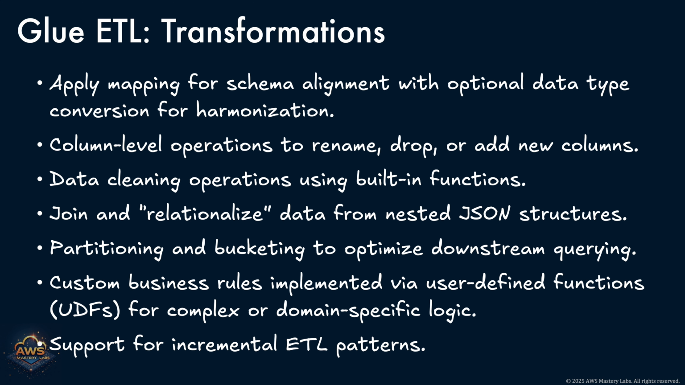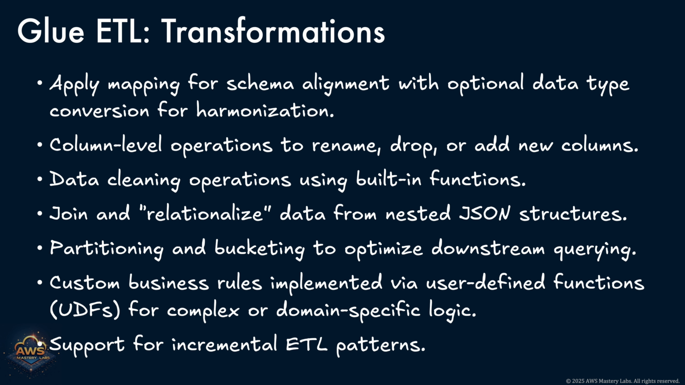Beyond cleaning, Glue supports column-level operations. You can rename columns, drop unneeded ones, or add computed fields using inline logic in Python or Scala. This gives you the flexibility to transform your data into exactly the structure you need downstream. For relational operations, Glue allows you to join datasets using standard join types, such as inner, outer, left, and right joins. And if you're working with deeply nested JSON or semi-structured formats, the relationalize function can automatically flatten and convert them into a relational tabular structure.